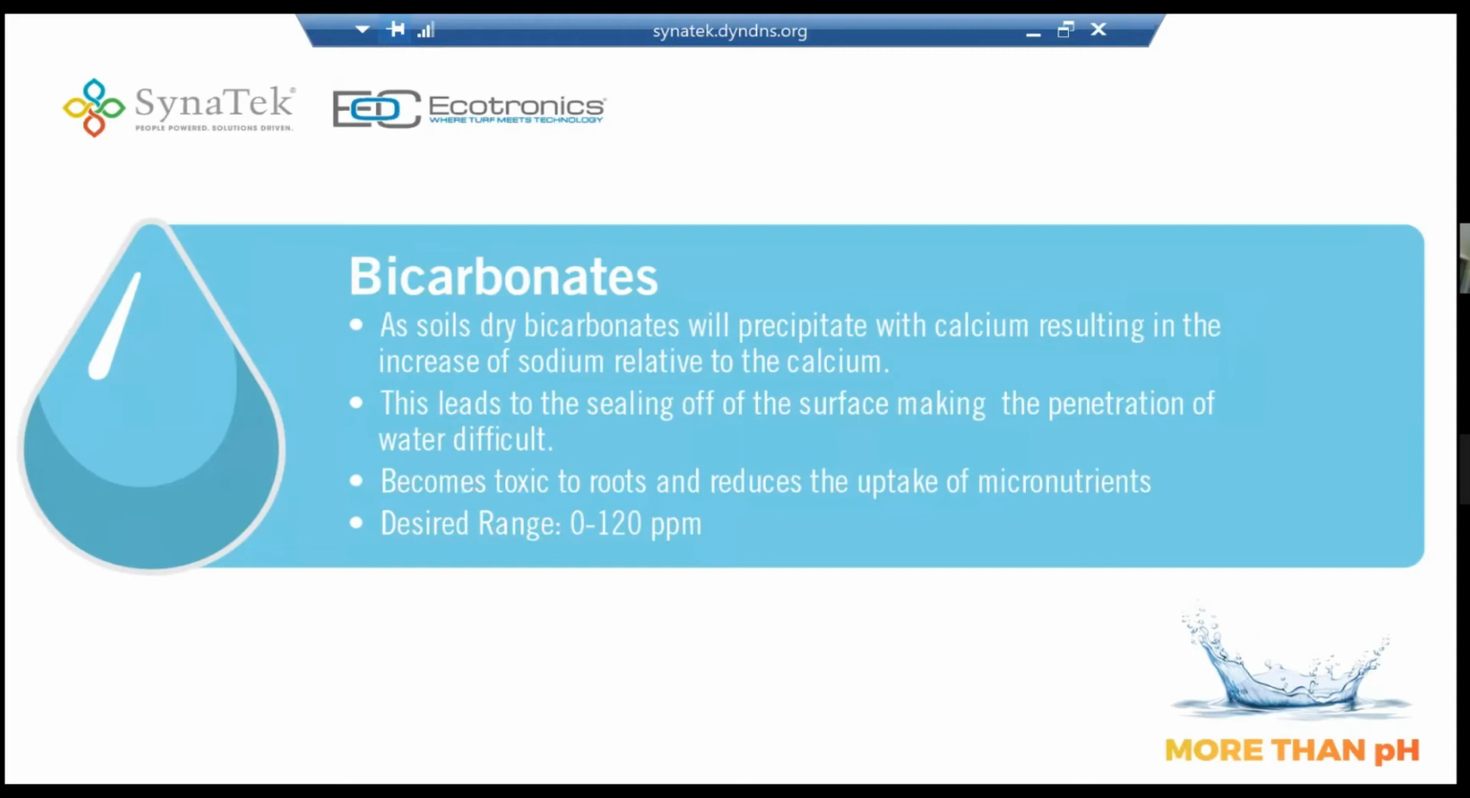When you get into extreme situations in the bicarb range, you're over the desired range, which, you can see, is between 0 and 120 parts per million. I feel that once you get to 90, you really need to start watching it, because that's going to start affecting things. But if you get into extreme areas where it's 2, 3, 4 times the desired range, it's becoming toxic in the profile.